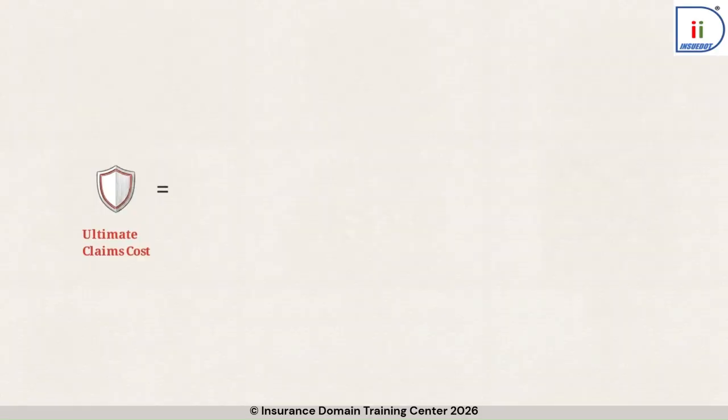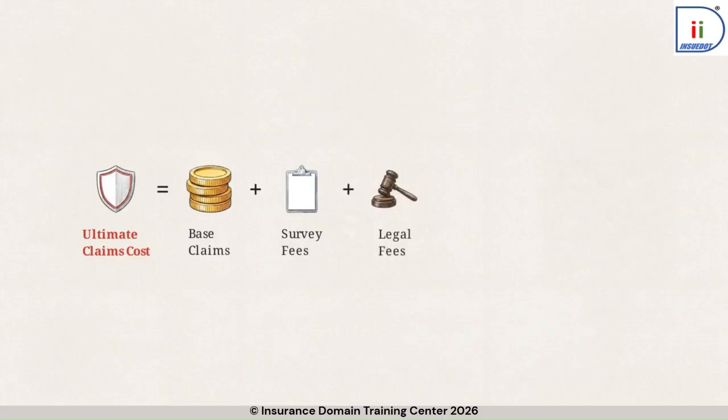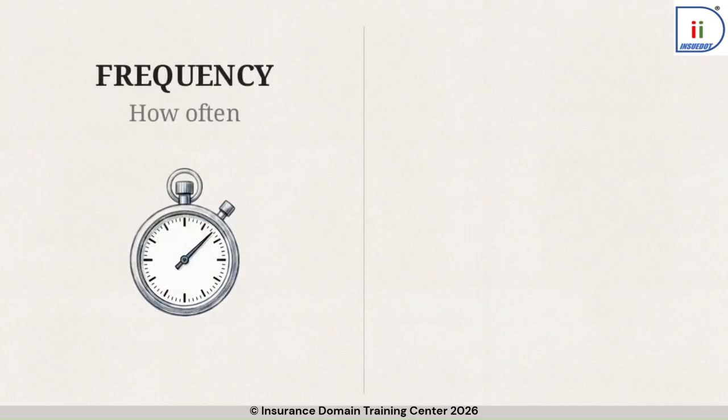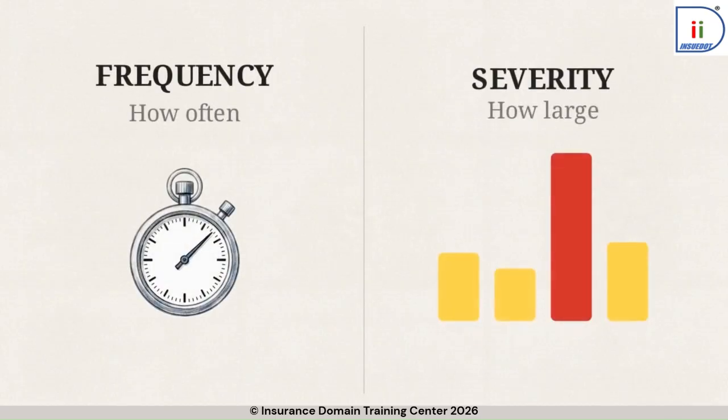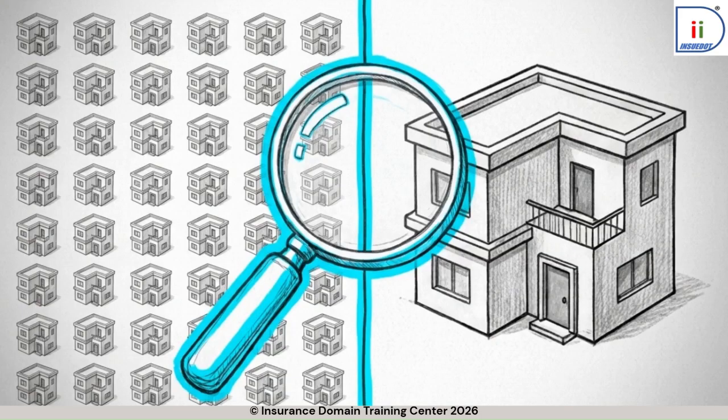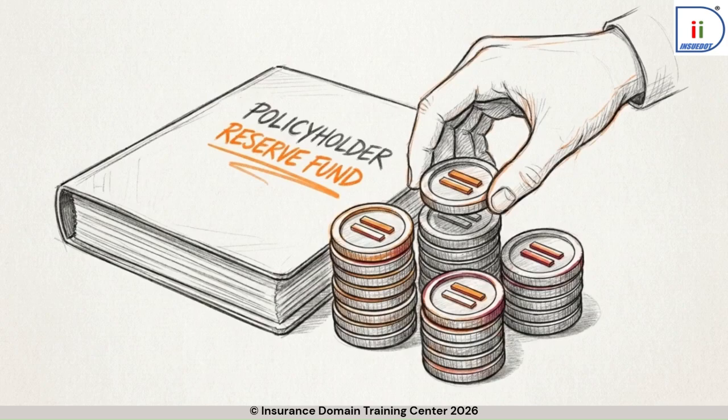They take the base cost of the claims, add in the fees for surveyors and lawyers, and then subtract any money recovered from selling scrap or from other parties. Arriving at that final number requires us to look at the specific factors: how often these losses happen, and how large those losses usually are. By calculating these two factors for every type of risk, an insurer can build a pool of money designed to meet their obligations to the policyholders.